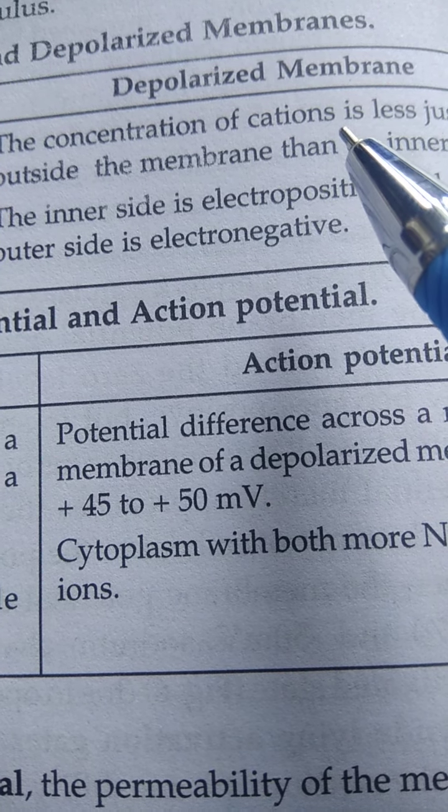Now coming to the next one, the inner side. We know that in the polarized membrane, the inner side is electronegative with respect to the outside, which is electropositive. Whereas in the depolarized membrane, the inner is electropositive and the outer side is electronegative.